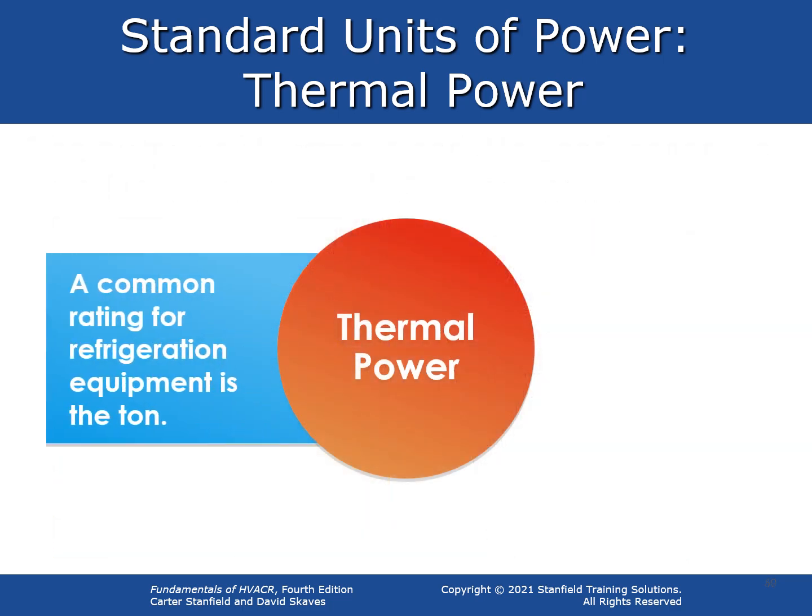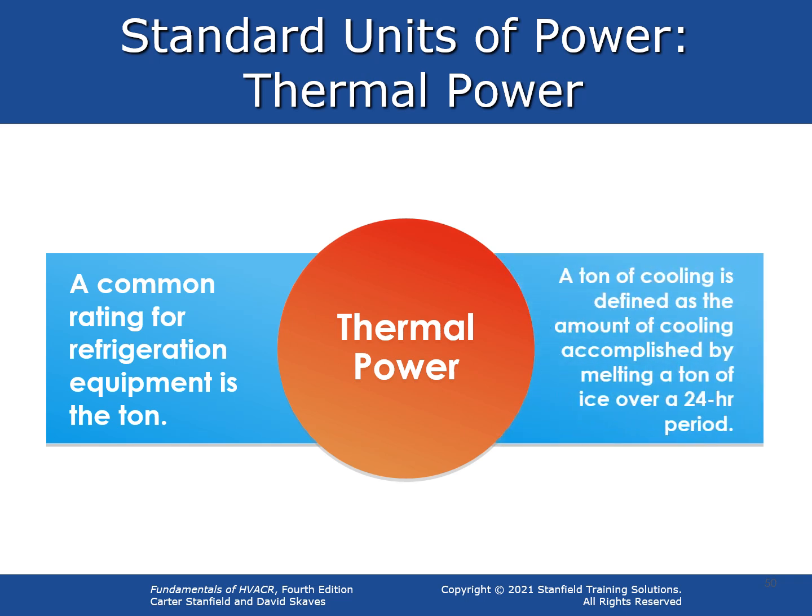A common rating for refrigeration equipment in the United States is the ton. A ton of cooling is defined as the amount of cooling accomplished by melting a ton of ice over a 24-hour period. This works out to 288,000 BTUs in a 24-hour period. 144 BTUs to melt 1 pound times 2,000 pounds of ice equals 288,000 BTUs per day.